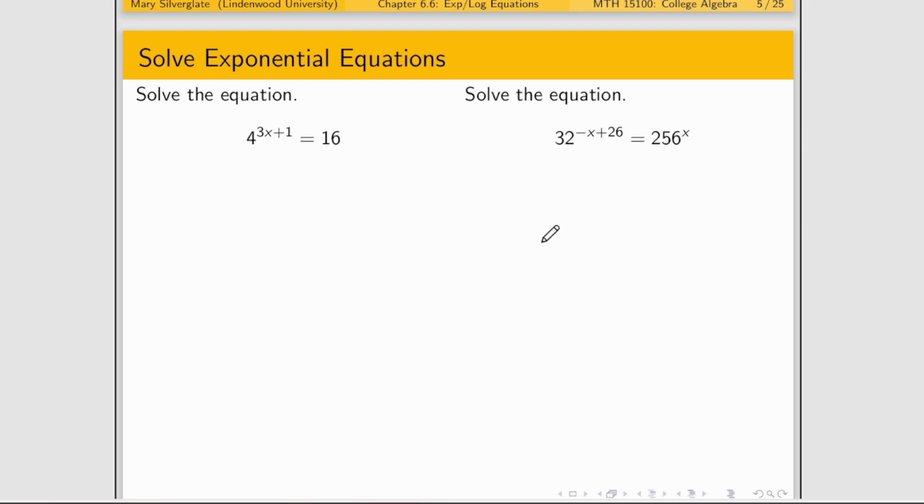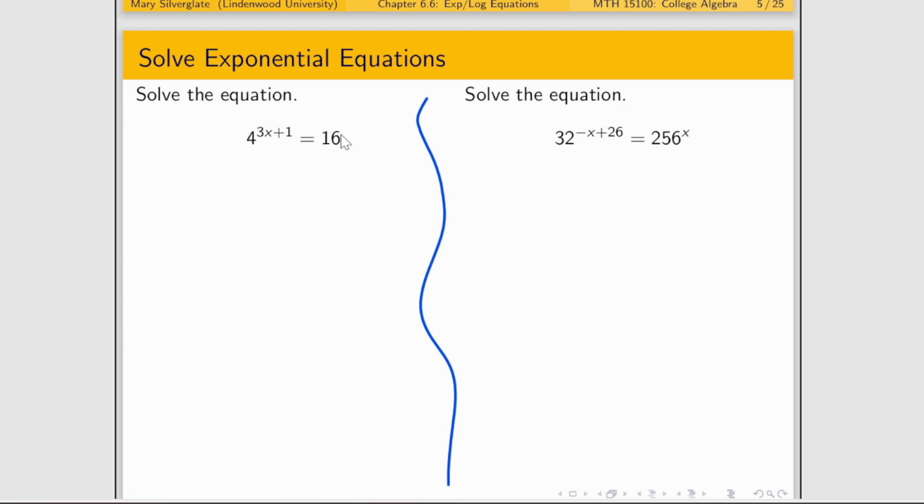Now, oftentimes you're required to do just a little bit more thinking than that, in that you are expected to know how to rewrite numbers so that they have the same base, if it is possible. It's not always possible, but if it is possible, it's going to be much nicer than some of the other methods we're going to go over later. So here, they're not given to us in the same base, but I can rewrite them that way.